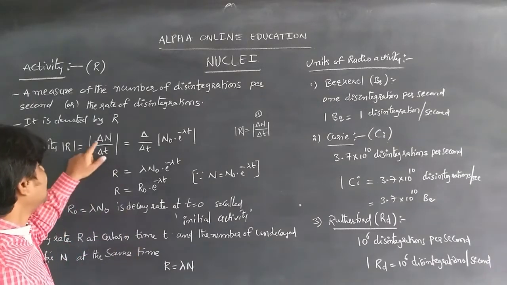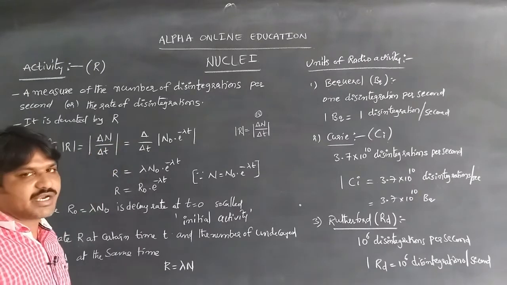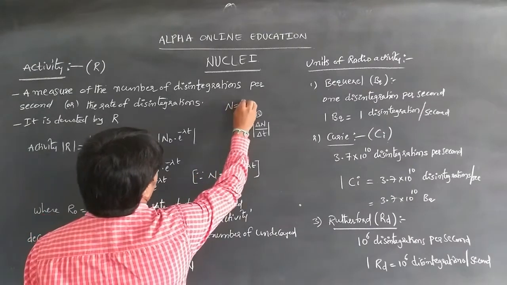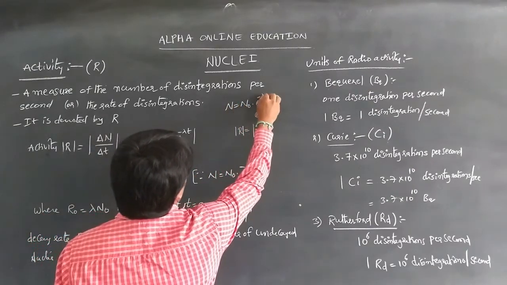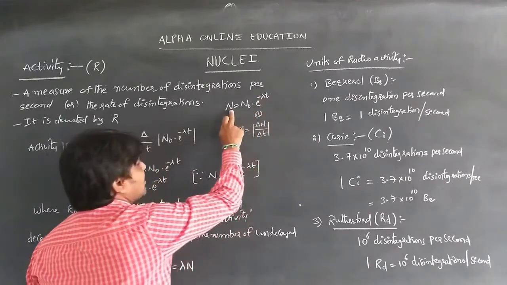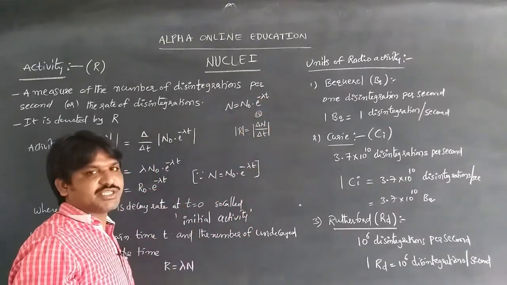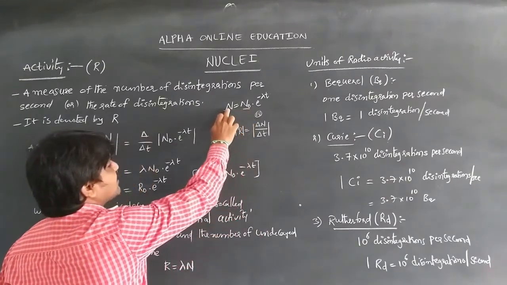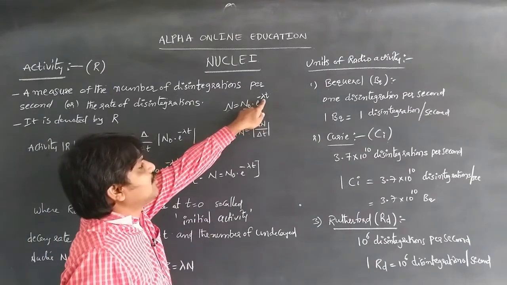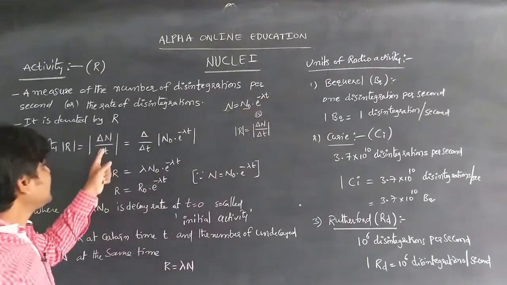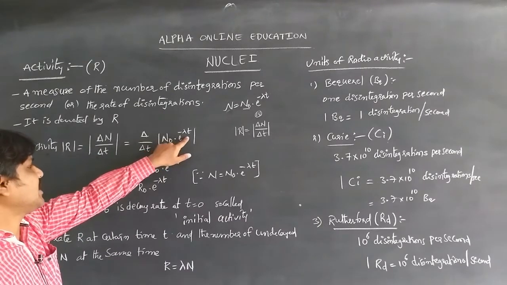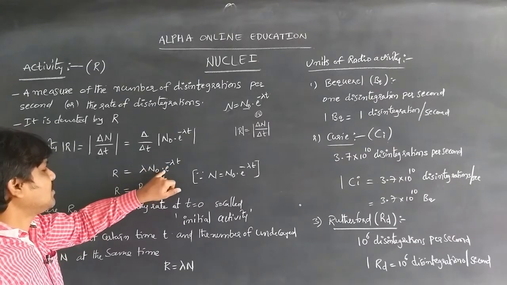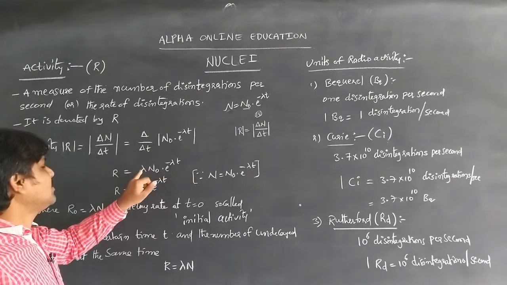From the law of radioactive decay, N is equal to N naught into e power minus lambda t. Here N naught is the number of nuclei at the initial state, at t equal to 0, N is the number of nuclei remaining, and lambda is the decay constant. By substituting this and differentiating, we get lambda N naught into e power minus lambda t. Because of the mod, we don't get any negative symbol.